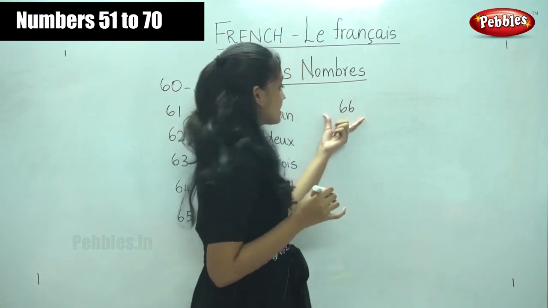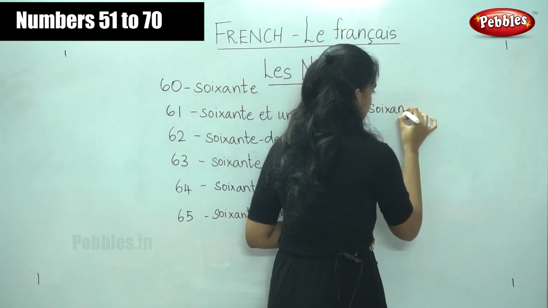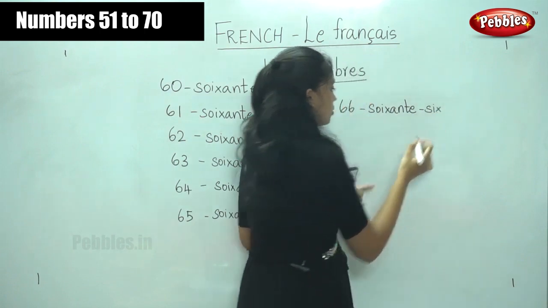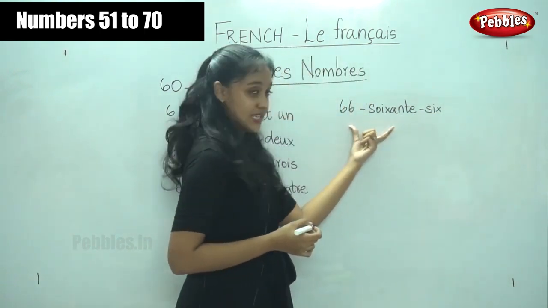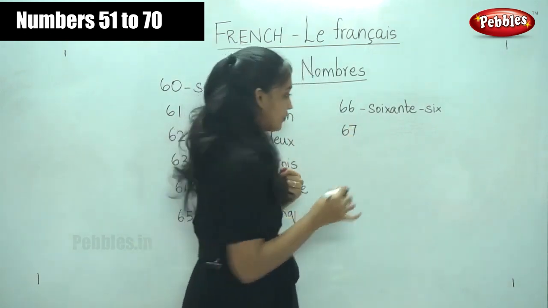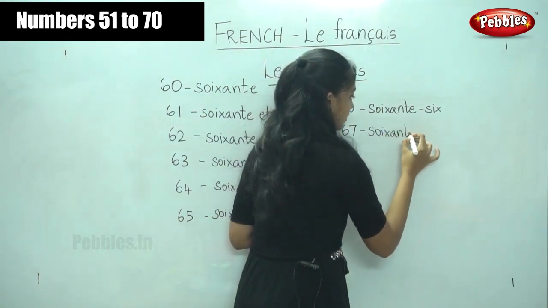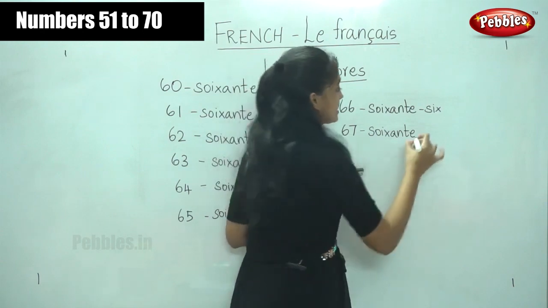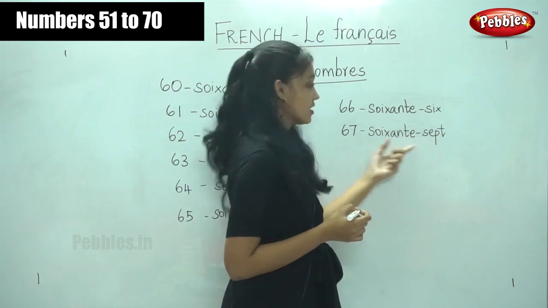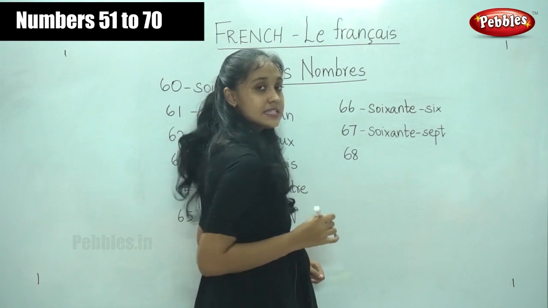What did we say for number 66? For 60 it is 60. And for 6 it is 6. So 66. Now try writing number 67. For 60 it is again 60. And for 7 it is 7. 67.